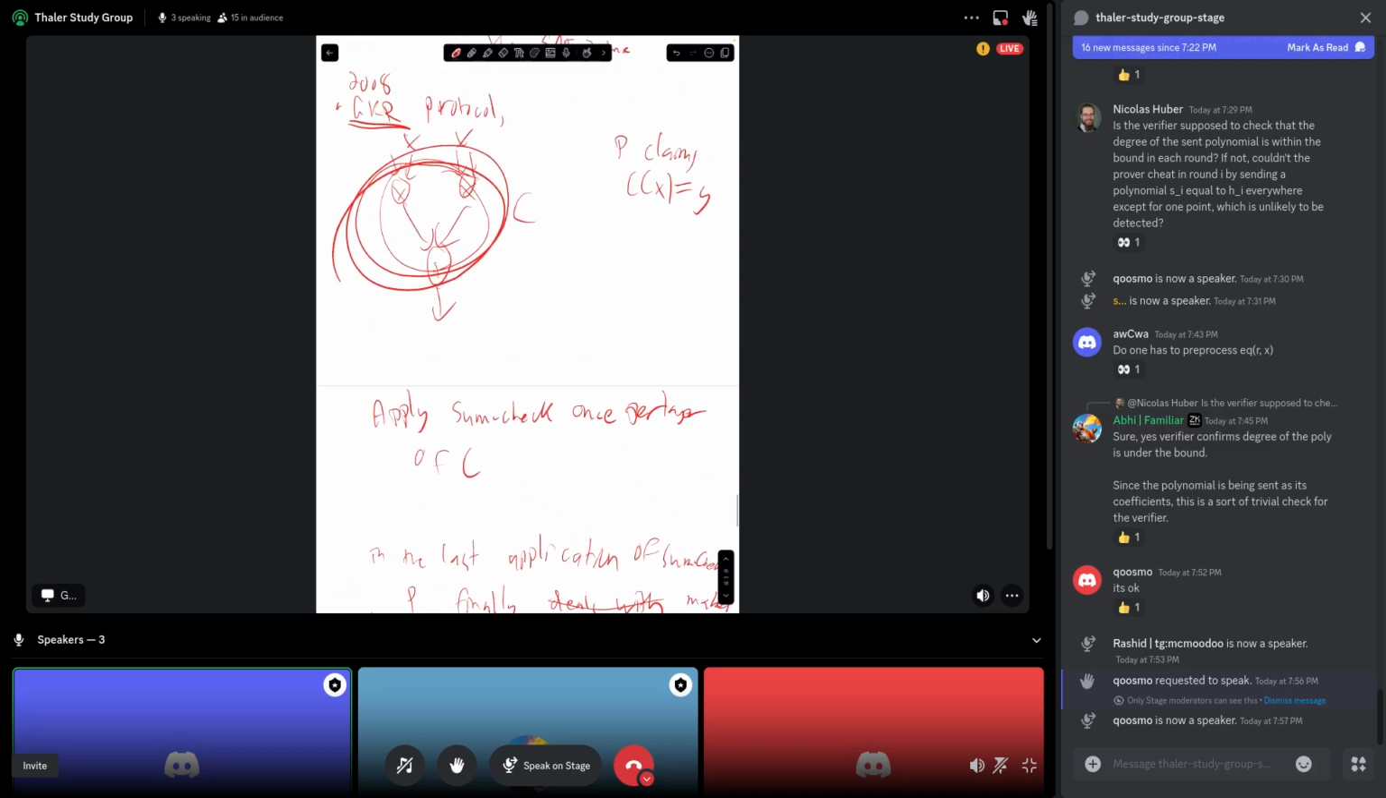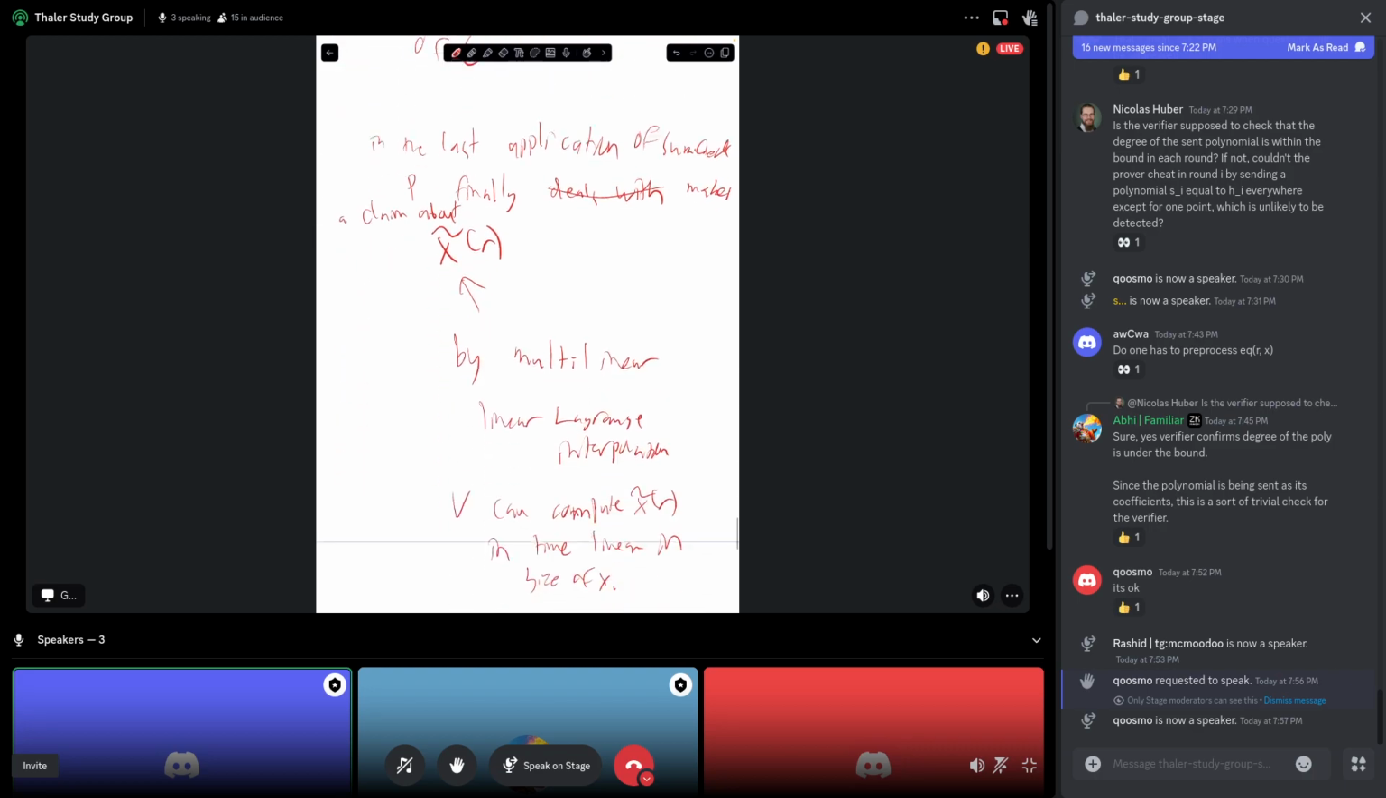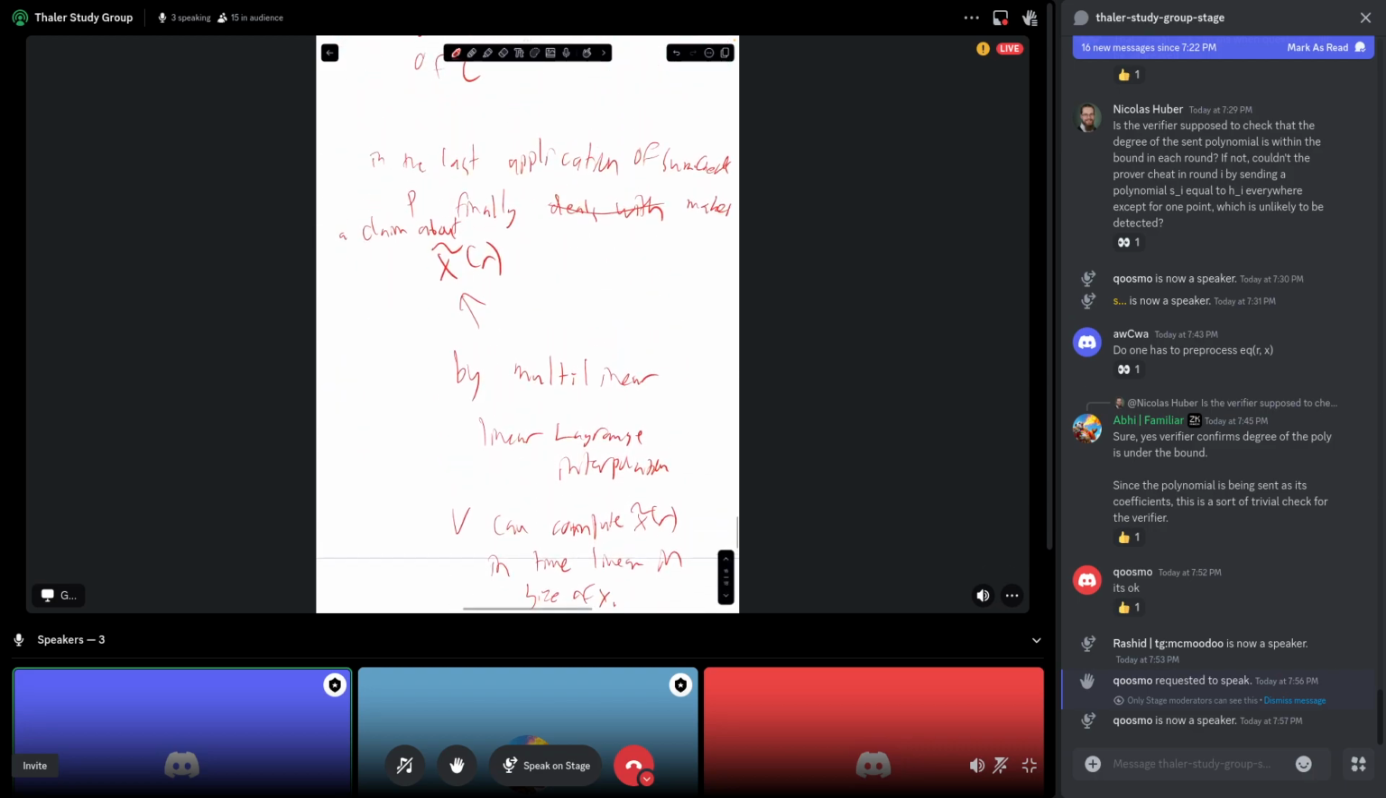But if you apply the hammer over and over again, you might never have all that many terms in any individual sum. And then finally, the prover is left making a claim about the input alone.